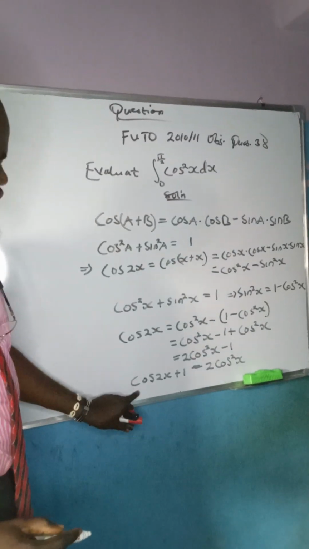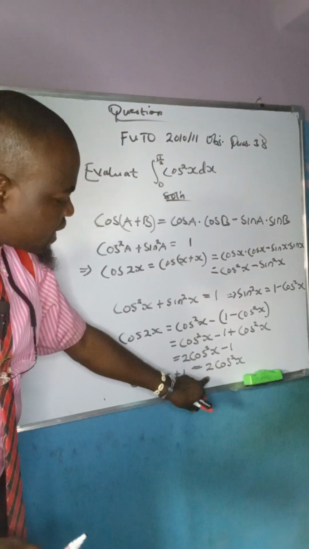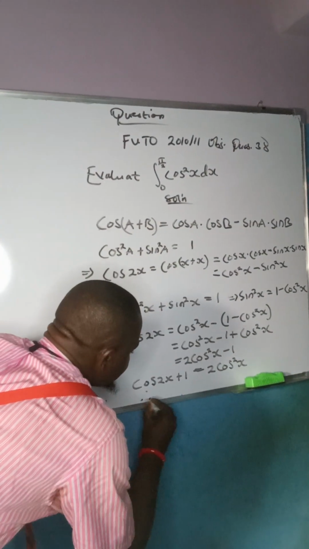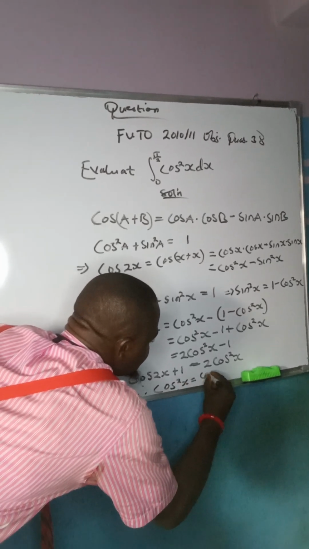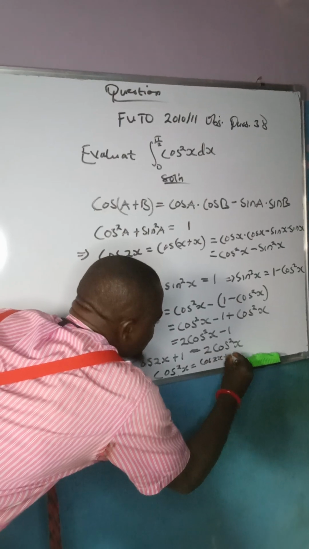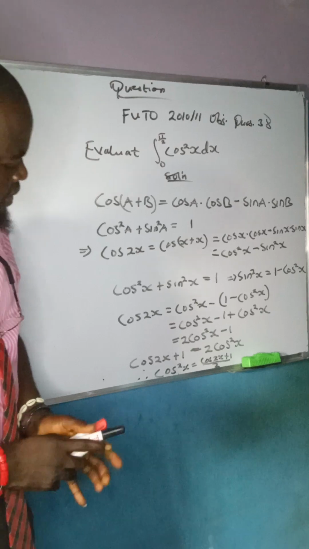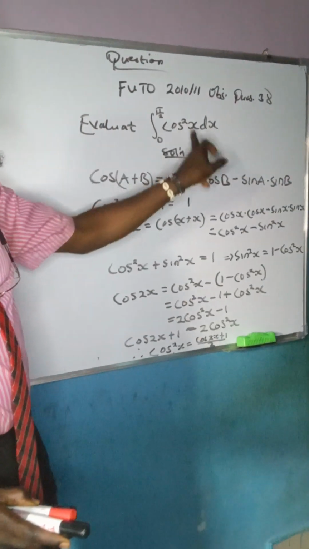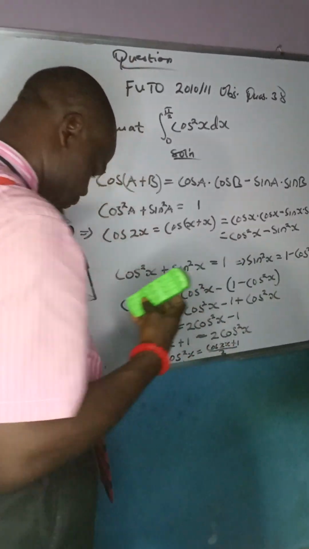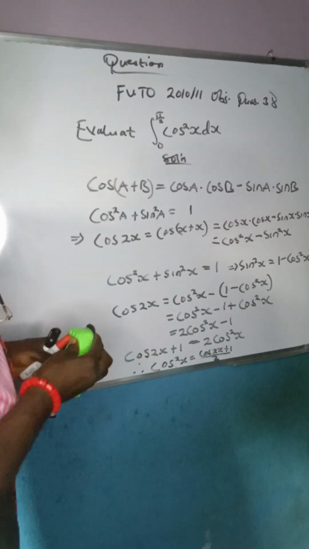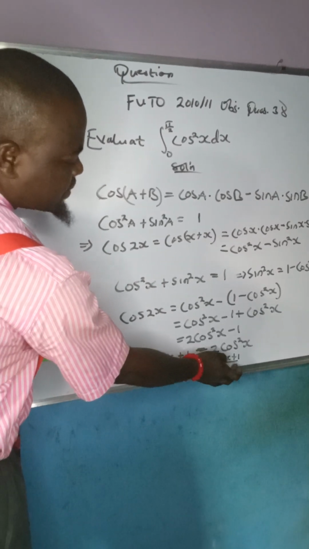Now, if I have it in this way, it simply means for me to find my cos squared x, I'll divide both sides by 2. So therefore, cos squared x will now be equal to cos 2x plus 1 over 2. So it's from here that we can now substitute inside this to solve. Imagine an objective question. So let's see what to do. So remember, the value of cos squared x is cos 2x plus 1 over 2.